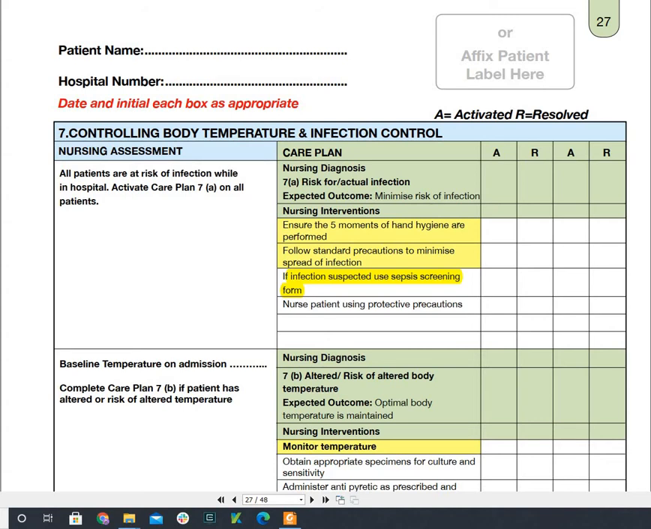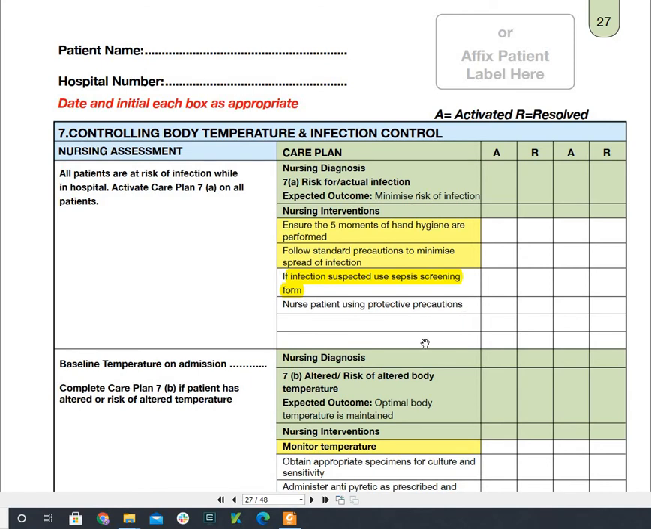So we'll move over to 7A. The nursing diagnosis is the risk for infection or actual infection, and the expected outcome is that we minimise the risk of infection. The first two nursing interventions here are highlighted in yellow. We should be doing this for all our patients. Ensure the 5 moments of hand hygiene are performed. Follow standard precautions to minimise the spread of infection. And if infection suspected, use sepsis screening form and nurse patient using protective precautions.